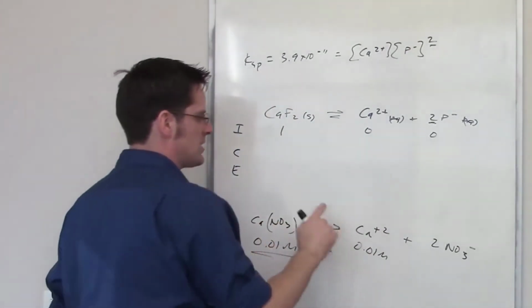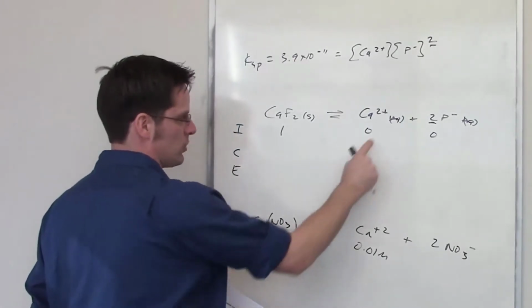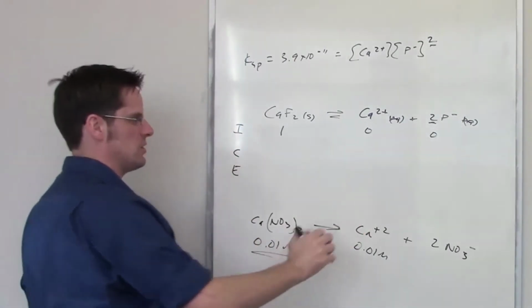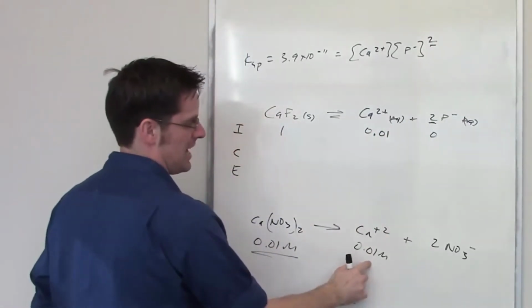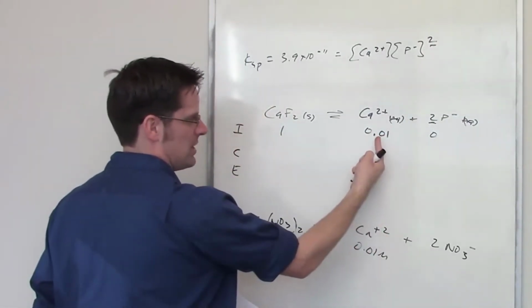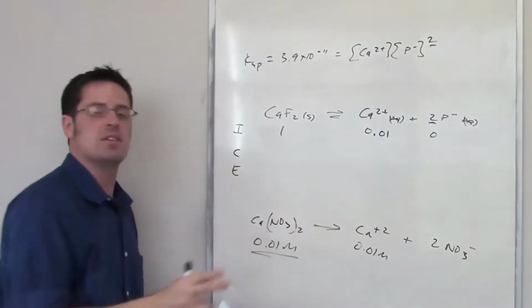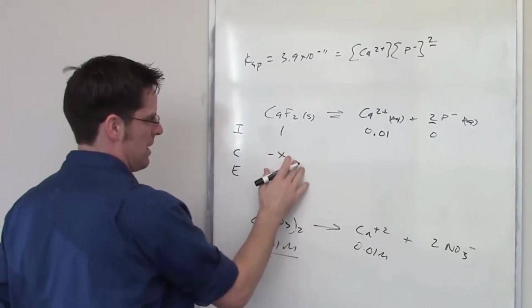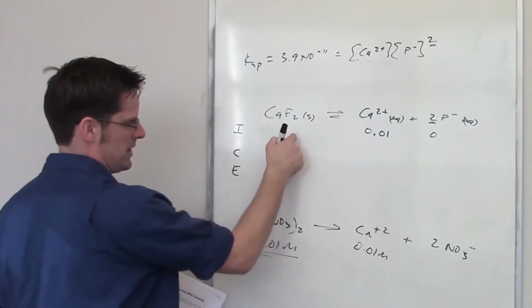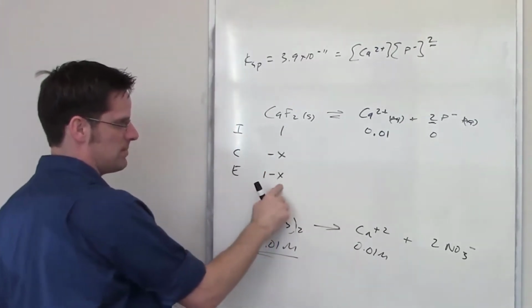However, that is not going to be the case here because I have a separate source of calcium 2 plus that instantly dissociates, so my initial concentration of calcium 2 plus is 0.01. So this is going to feed back up here into this reaction. That is the difference here. Now as this reaches equilibrium, it's going to dissociate by a certain amount that I'll call X. The equilibrium concentration will then be reached by adding these two together.